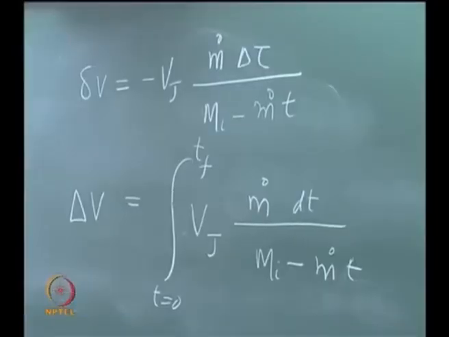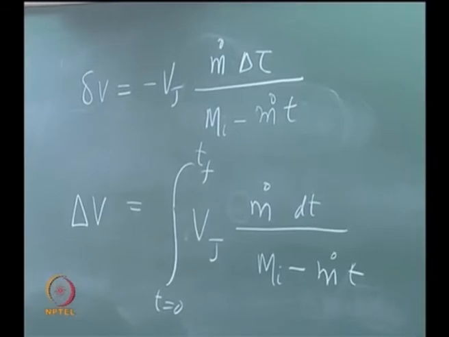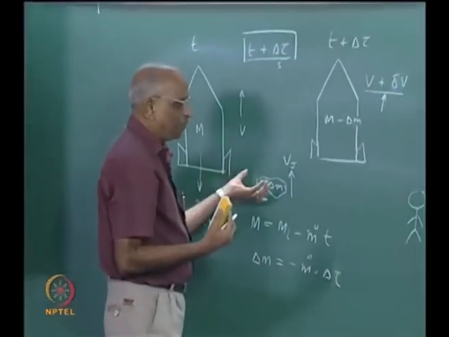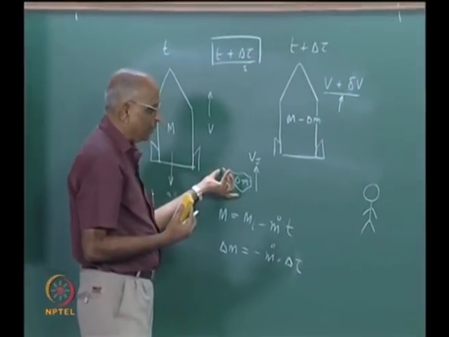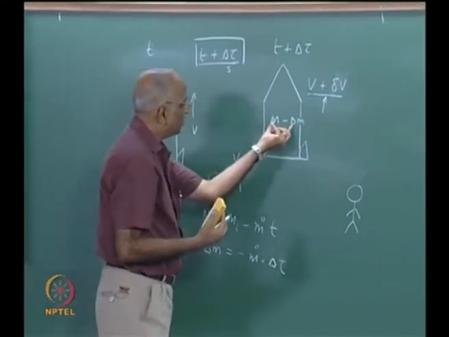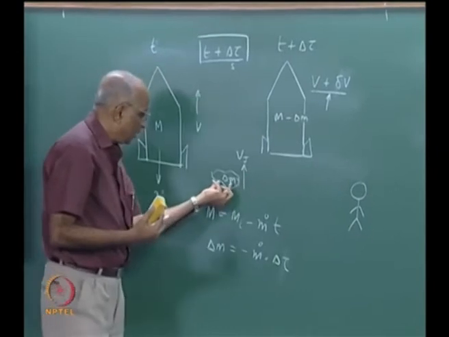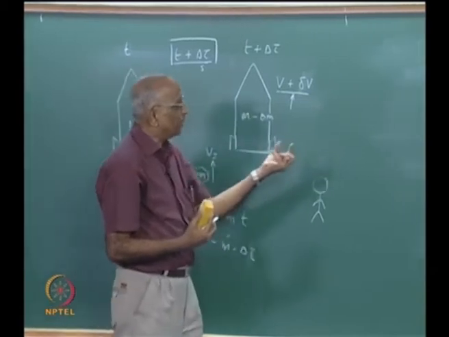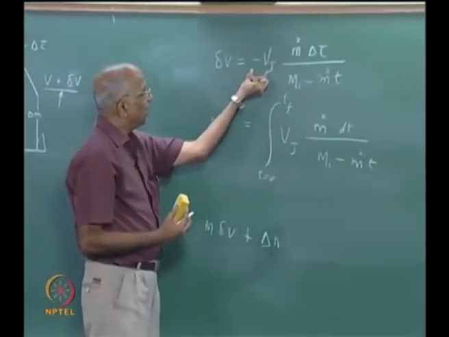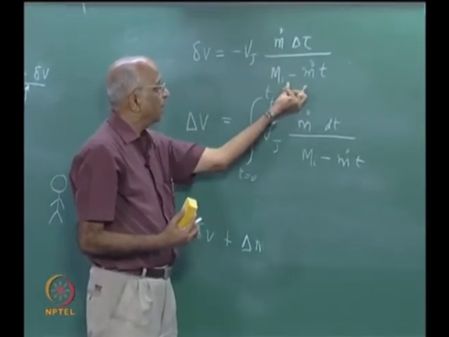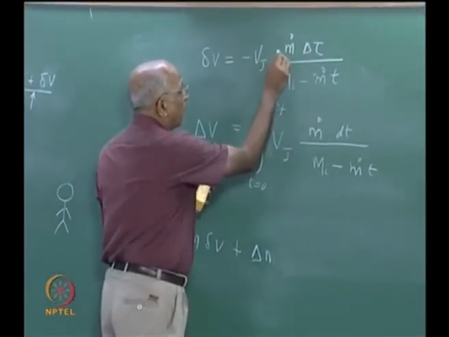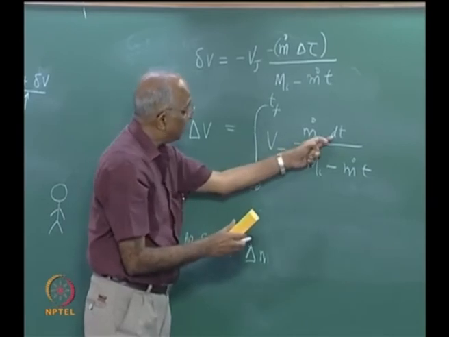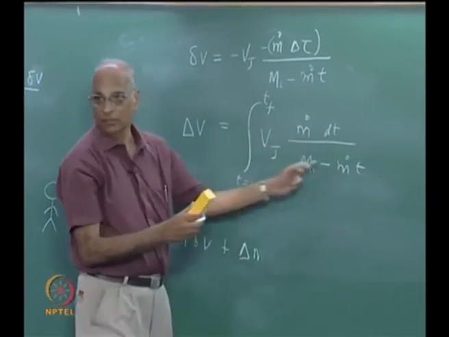Now, this is important, you know, because the frame of reference, we must be clear, we must know what is leaving, what is gaining. Therefore, what is it we have done? We took the momentum equation, and we balanced mv with (m minus delta m) into (v plus delta v) plus delta m into (vj plus v plus delta v), and then we got an expression which gave us delta v equal to minus vj into delta m divided by m, and we find delta m is equal to minus of this particular expression, and therefore, we got it as vj m dot delta tau into (m_i minus m dot t).